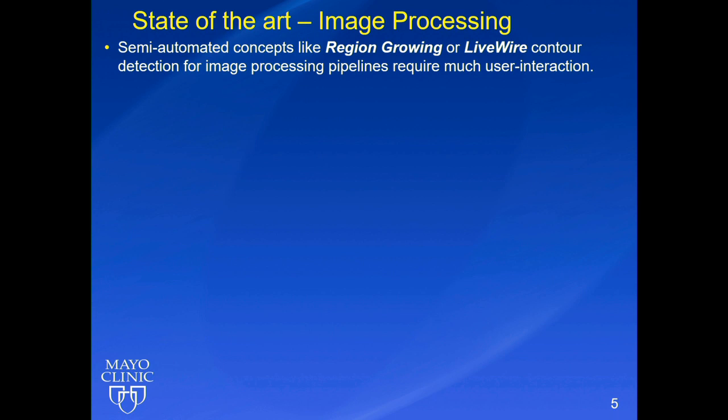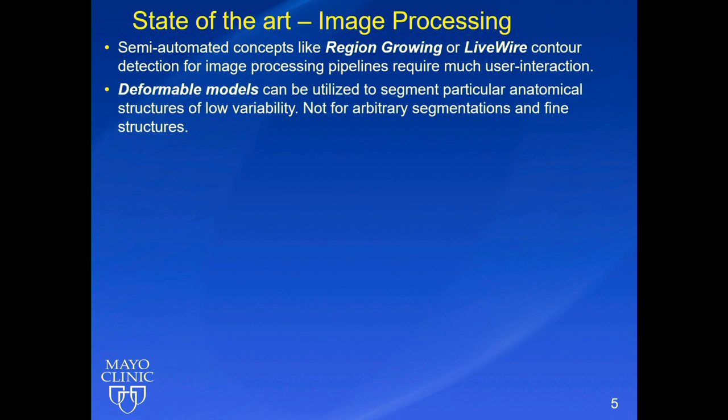State-of-the-art in image processing, I start with all the stuff done some decades ago. Region growing, live wire: if you have an expert willing to put in some level of user interaction, it's a pretty good tool for, let's call it, segmenting around 80% of all anatomies.